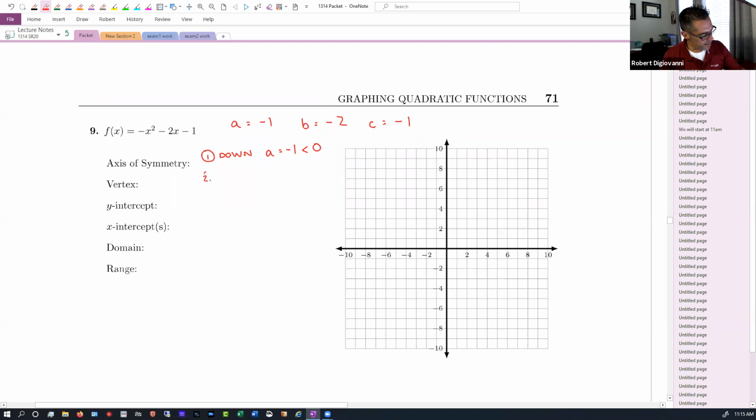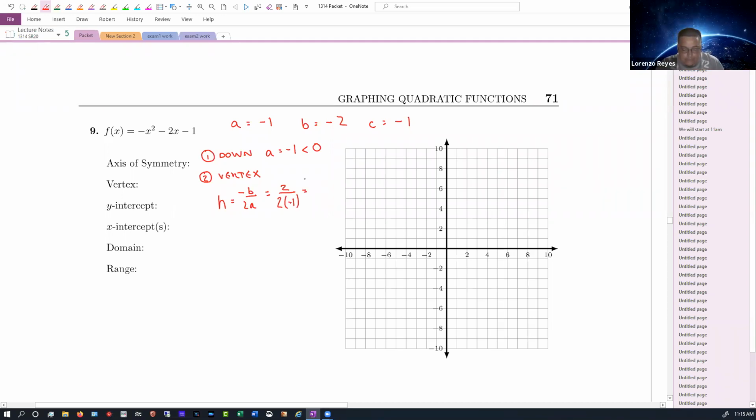Step 2 is to find the vertex. So we will use the formula H is equal to -b over 2 times A. For us, -b would be +2, and then 2 times A would be -2 on the bottom. So 2 over -2 is -1.